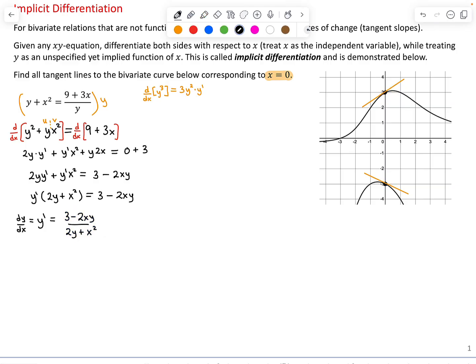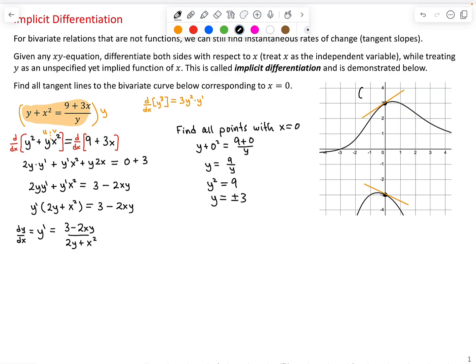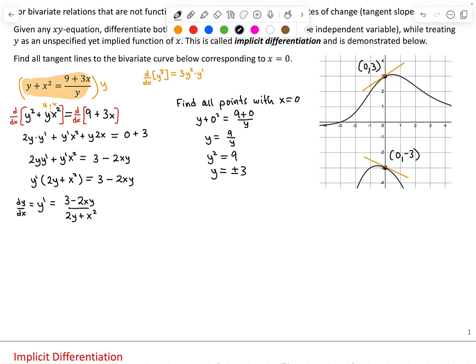Well, first of all, let's confirm the y coordinates of the points before we proceed. So we want to find all points with x being 0. Well, you simply plug x equals 0 into the equation and then solve for y. So you have y plus 0 squared is equal to 9 plus 3 times 0, which is just 0, over y. That gives me y equals 9 over y. If I multiply the y to the other side, I get y squared equals 9, and this confirms that y can be plus or minus 3. Confirming what we guessed, that one point is at (0, 3), and the other point in this graph is (0, -3).